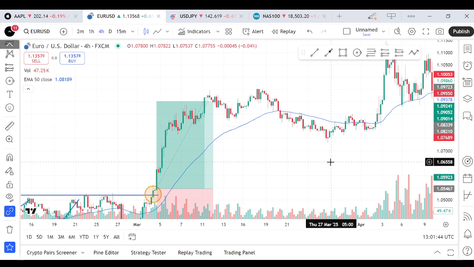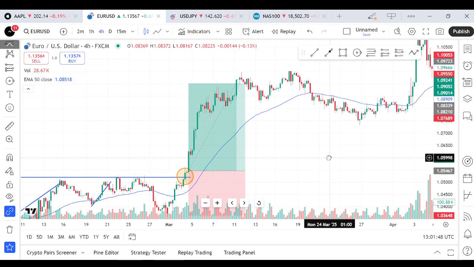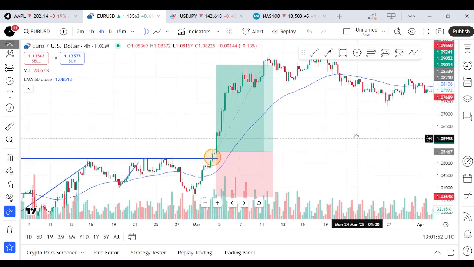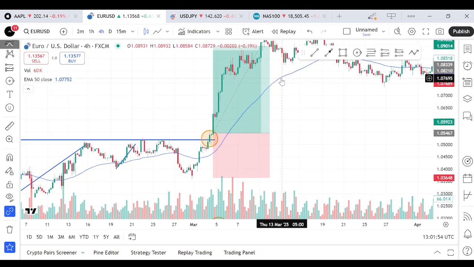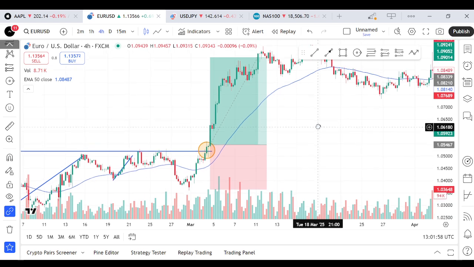So this is how we can trade the momentum day trading strategy. You should also confirm momentum strength. Use the relative strength index, or you can just use the moving averages. I prefer to use the moving averages because it's very straightforward and it's very key.